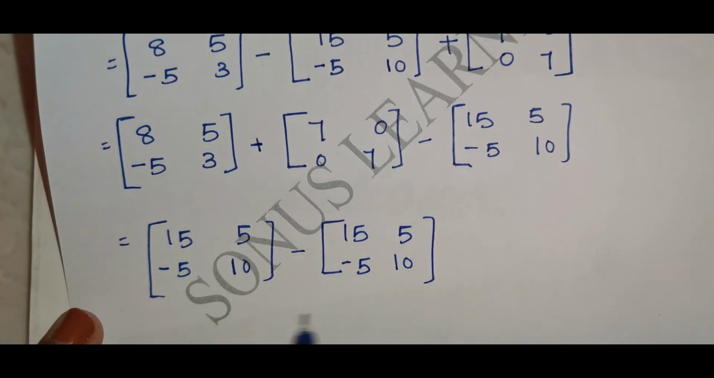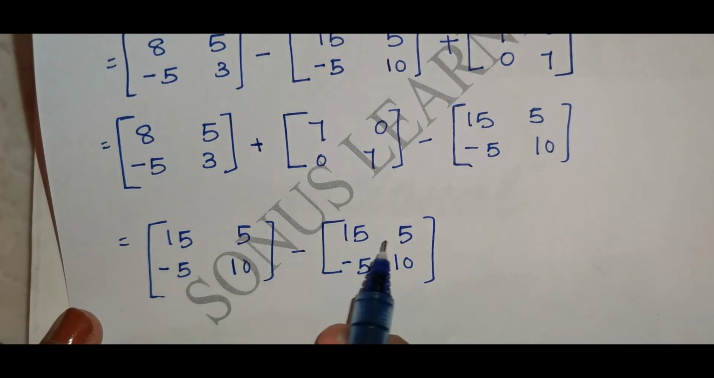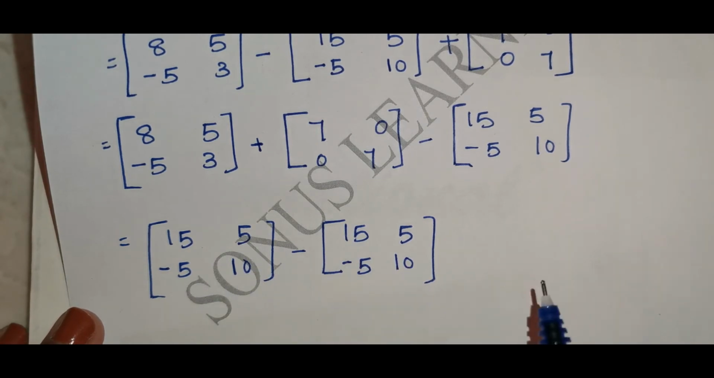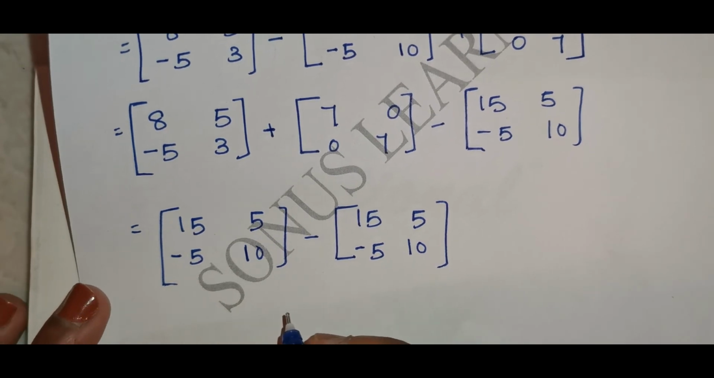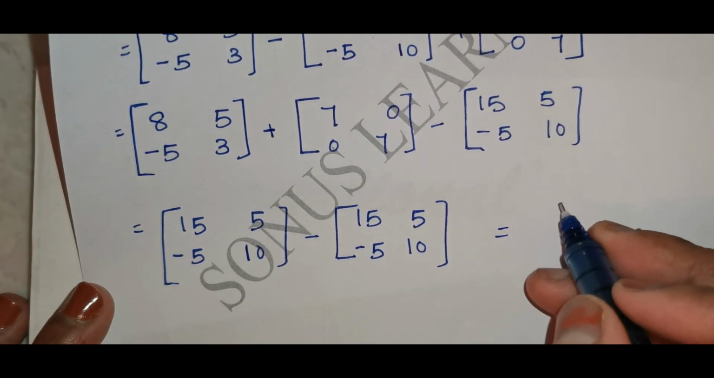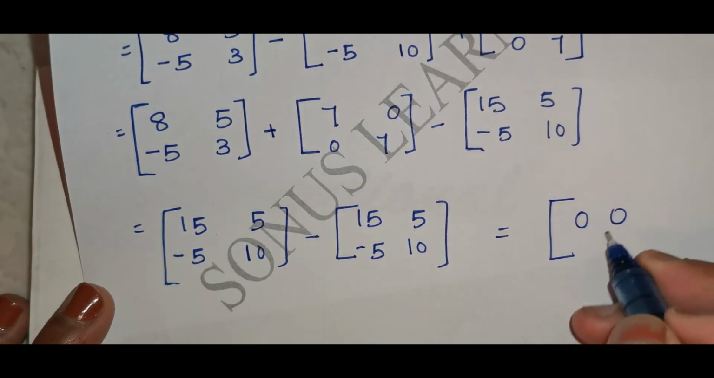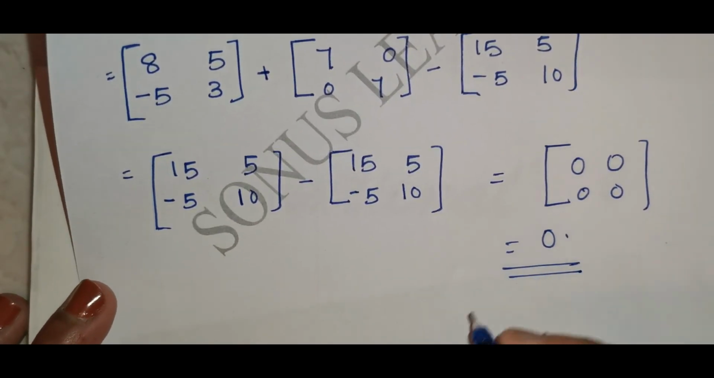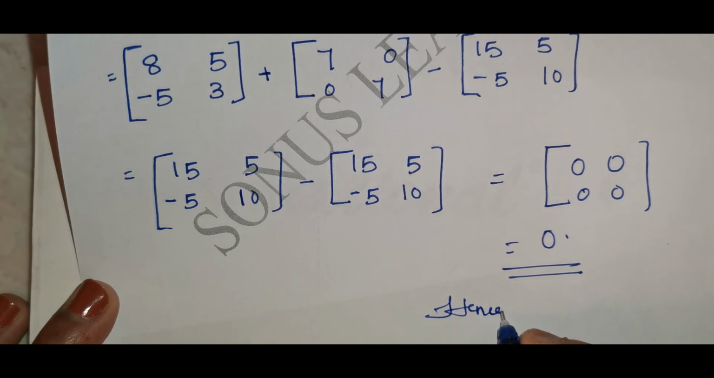Okay, students, what is the answer of this? 15 minus 15 is 0. 5 minus 5 is 0. Minus 5 plus 5 is 0. 10 minus 10 is 0. So what is our answer? Our answer is a zero matrix, 0, 0, 0, 0. Hence, proved.